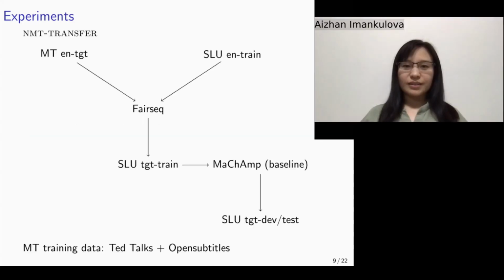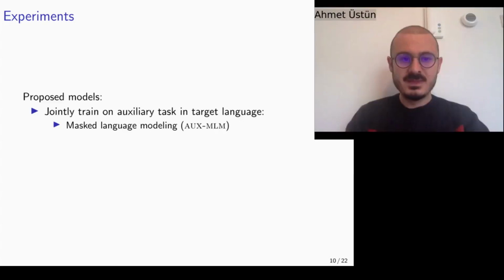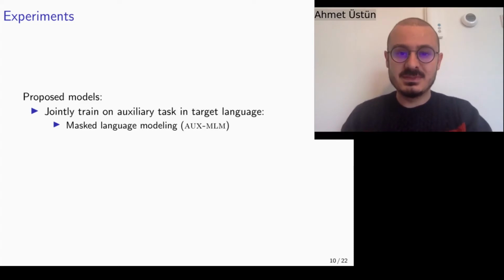For comparison, we trained the MaChAmp baseline on translated SLU training data from English to the target language with transferred labels. To do that, we use a transformer-based NMT model trained on TED Talks and Open Subtitles, which are close to the SLU domain. We transfer the label of each source token to the highest scoring target token using attention weights. Now we are going to talk about our cross-lingually trained multitask models.